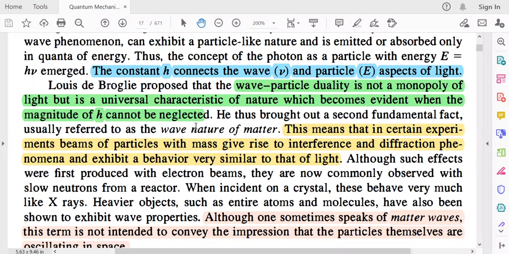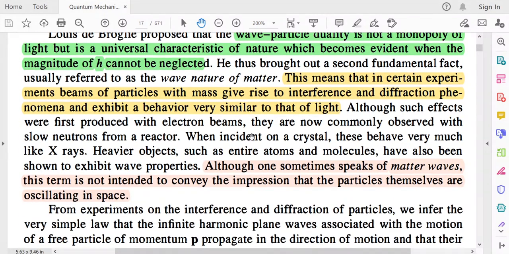That is, when the magnitude of h cannot be neglected. But right now, we have to learn that wave-particle duality is not a monopoly of light, but it is a universal characteristic. He thus brought out a second fundamental fact, usually referred to as the wave nature of matter. So, matter has some wave nature.